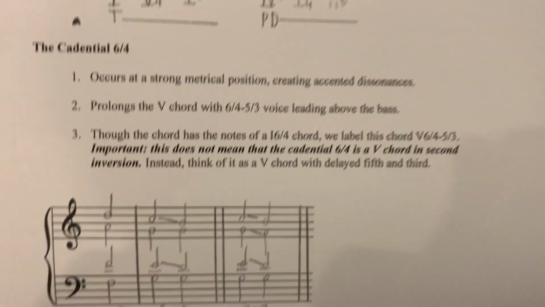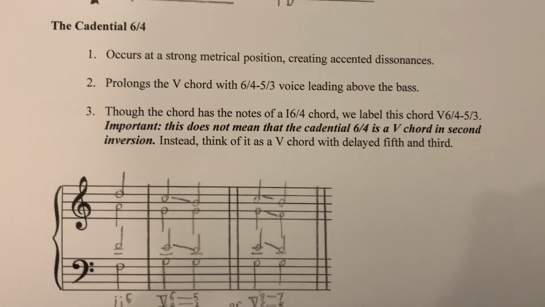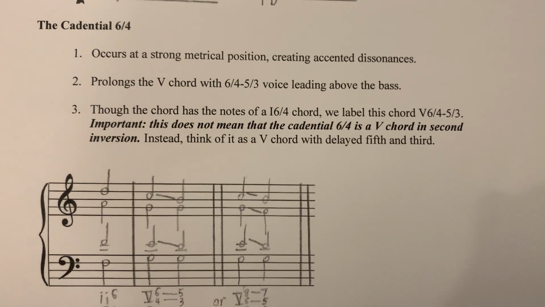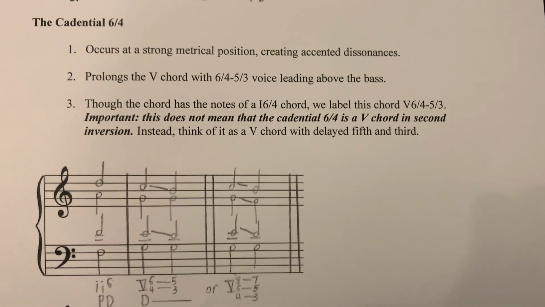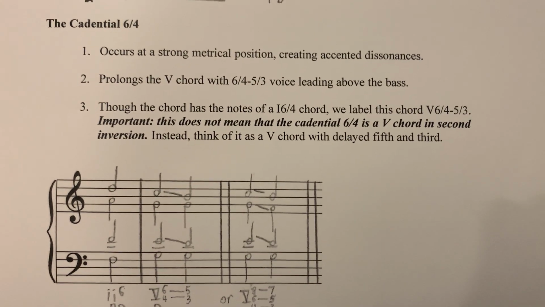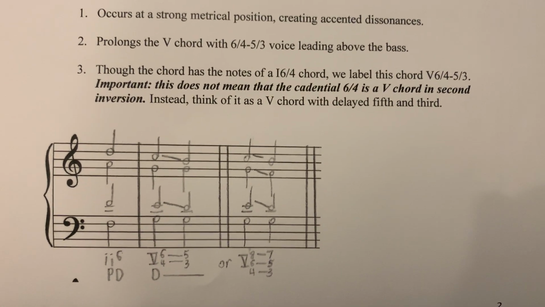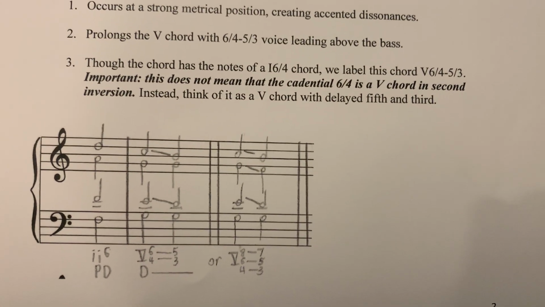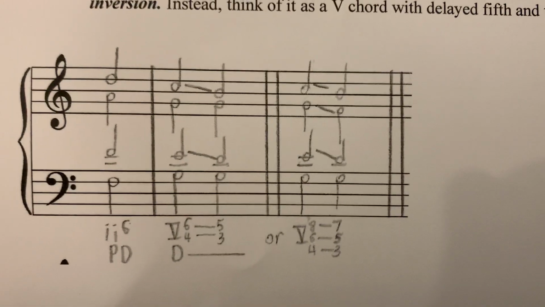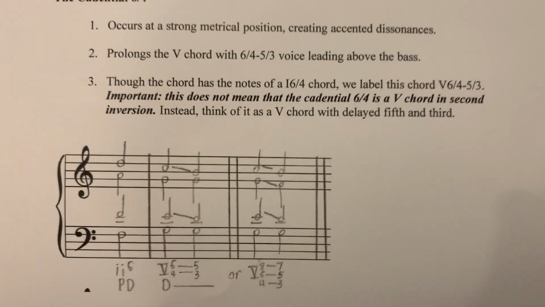All right, finally, the best known of all of the 6/4 chord types, and the most controversial, at least from a labeling standpoint, is the cadential 6/4. Now, unlike the other two, this one's going to occur at a strong metrical position, and it's going to create this sense of accented dissonances. Now, very important, the cadential 6/4 prolongs the 5 chord, so it's going to be a dominant prolongation. Here it is right here, the second or the first full measure that you see here is the cadential 6/4.